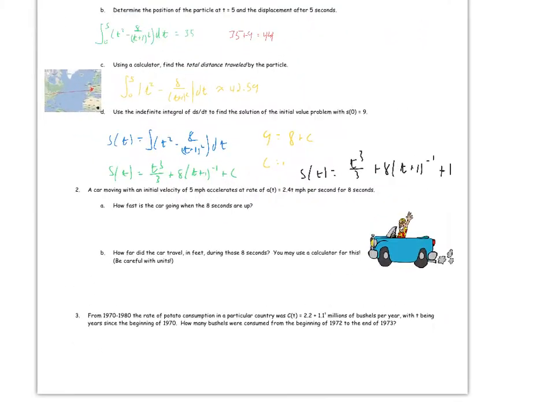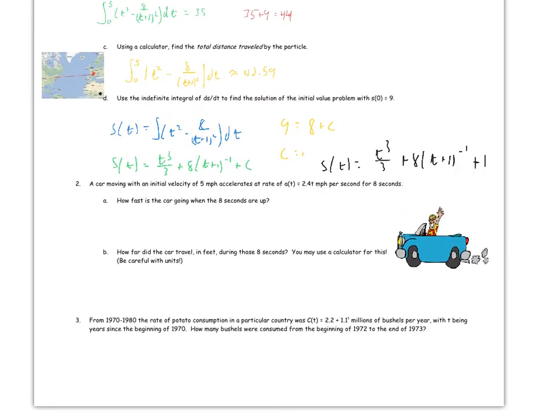All right. Number 2, a car is moving with an initial velocity of 5 miles per hour, accelerates at a rate of 2.4 t miles per hour per second for 8 seconds. How fast is the car going when 8 seconds are up? So same question, except now you're finding change in velocity.